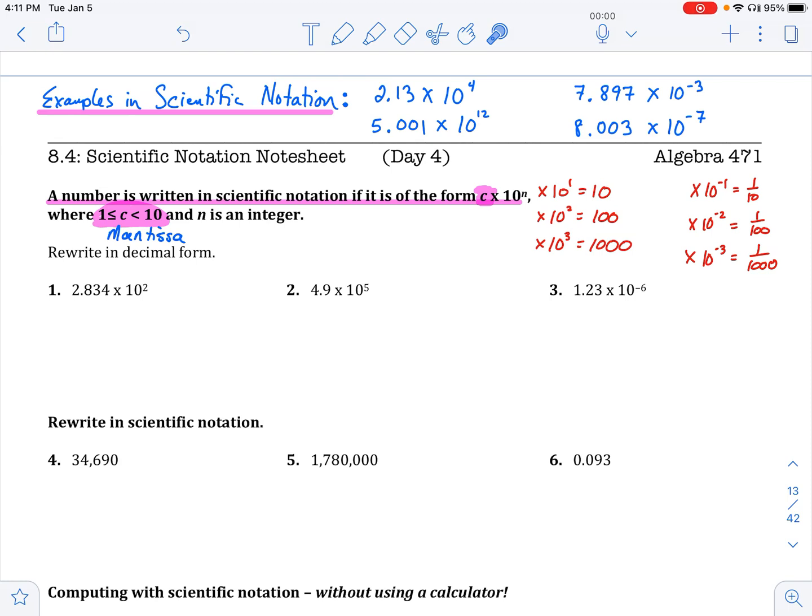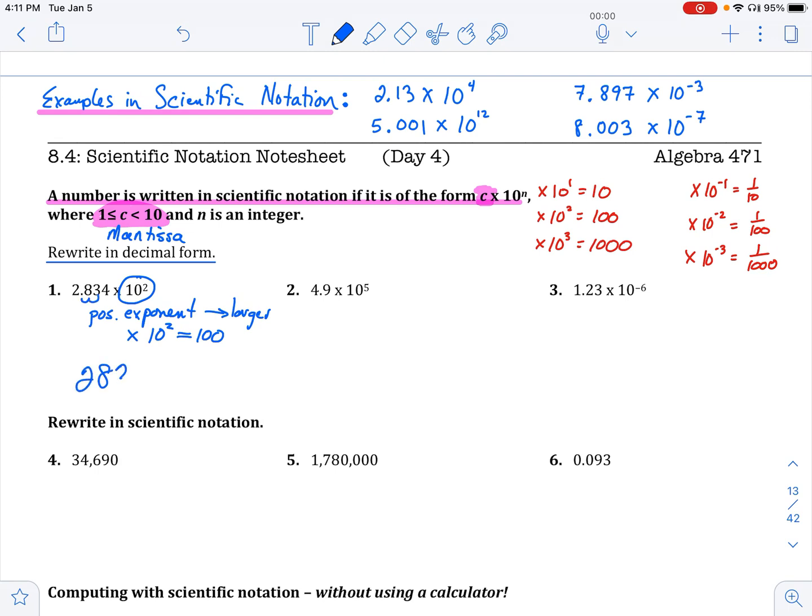So let's get into some problems here. The first group of problems is asking us to rewrite in decimal form. What I'd like to remind you here is that if I'm going to multiply by 10 to the second, this is a positive exponent, and I know that a positive exponent is going to make my number larger. The reason it's going to become larger is because we're multiplying by 10 squared, which is the same as multiplying by 100. So I'm going to be moving this decimal place twice to make it larger.